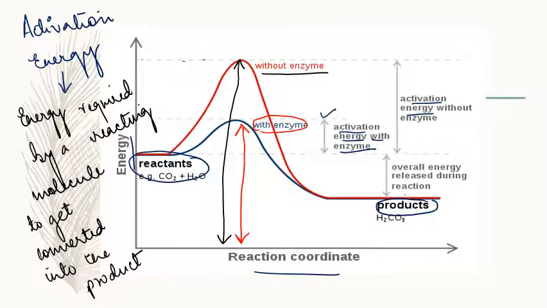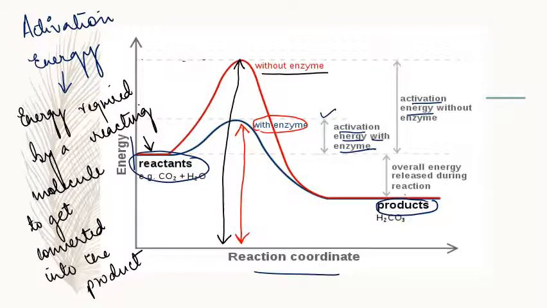Or you can also define activation energy as the minimum amount of energy needed to activate molecules so that they can undergo a chemical reaction, right? So this reactant, to get converted into product, needs a certain amount of energy. That amount of energy which is needed by the reactant to get converted into product, we call it activation energy, right?